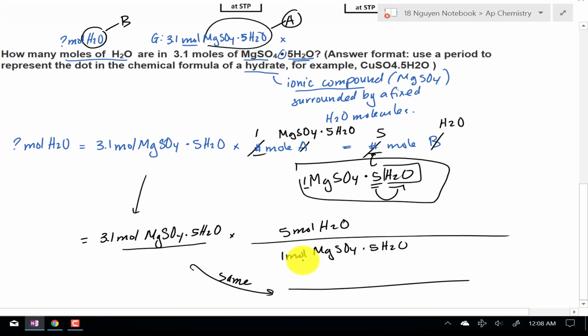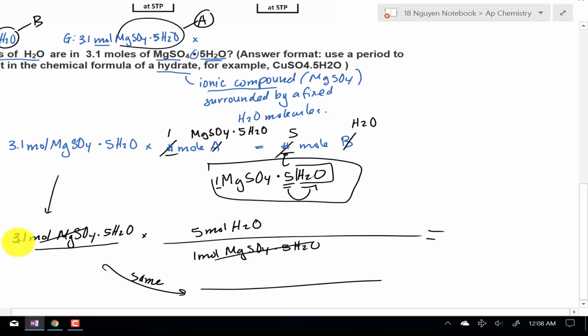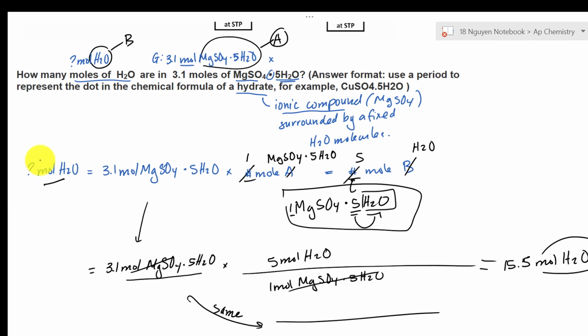So this cancels each other out. And what is left over is 3.1 times 5, 3.1 times 5 moles of H2O, which is exactly what we're looking for, turned out to be 15.5 moles of H2O. And this is exactly what we're looking for over here, right? So right here is actually 15.5. There you go. Moles of water in 3.1 moles of magnesium sulfate pentahydrate.